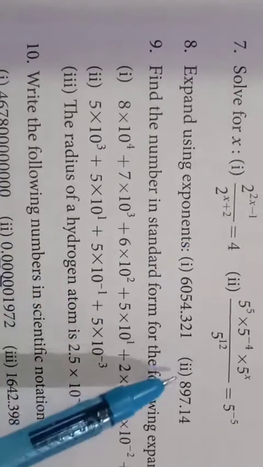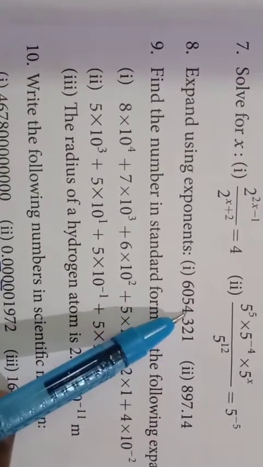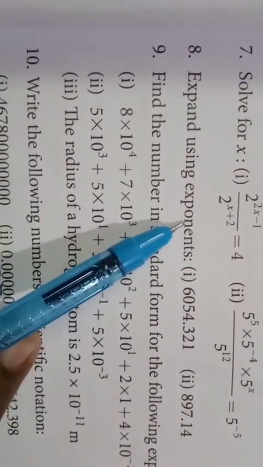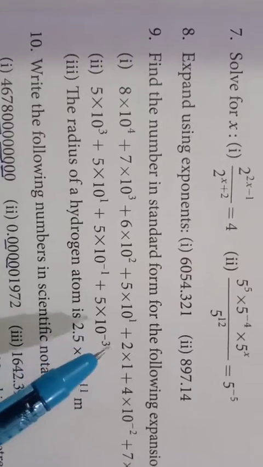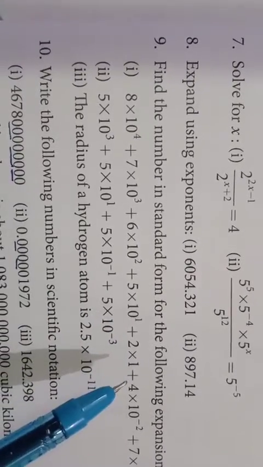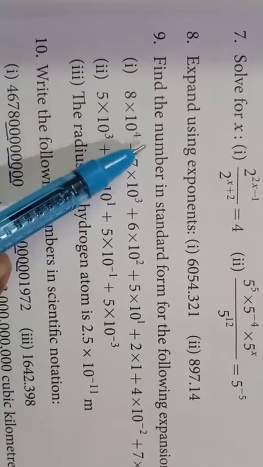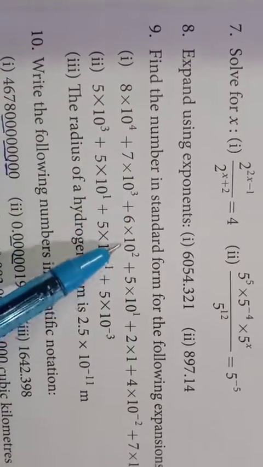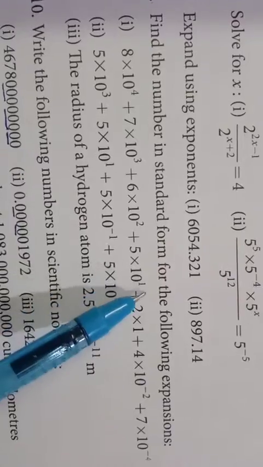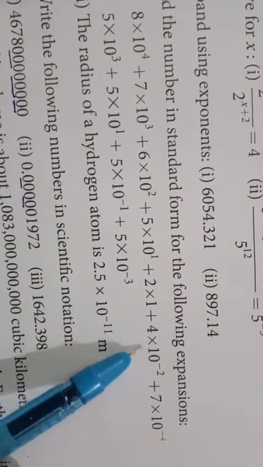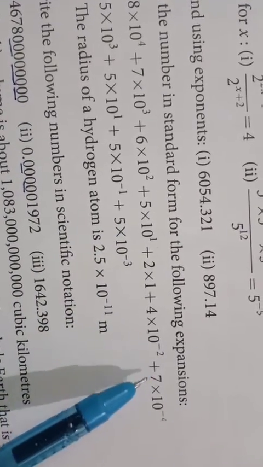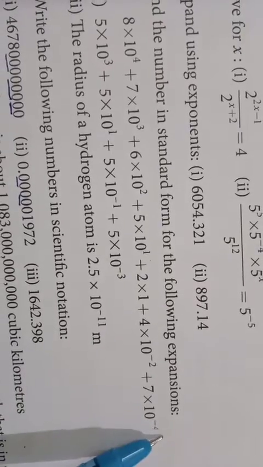Eighth problem is short form to expanded form using exponents. Here the expanded form is given, we have to write it in the standard form. That is 8 into 10 power 4, 7 into 10 cube, 6 into 10 square plus 5 into 10 power 1, 2 into 1, 4 into 10 power minus 2 plus 7 into 10 power minus 4.